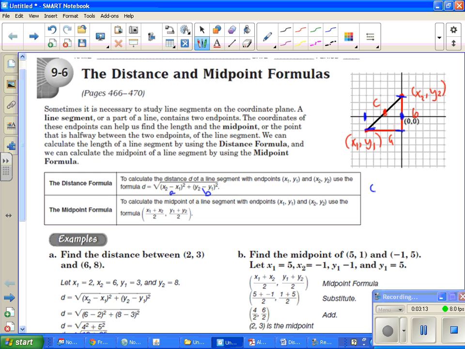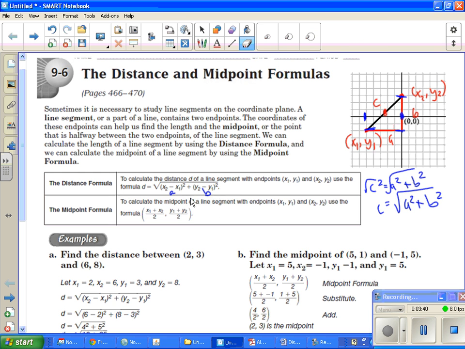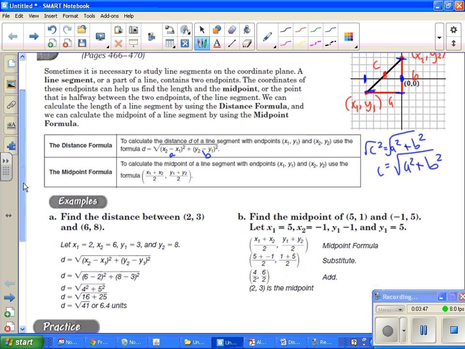Now remember, the Pythagorean theorem says c squared equals a squared plus b squared. If I take the square root to get rid of that squared, then c equals the square root of a squared plus b squared, and voila, that's essentially what the distance formula is saying. So just a heads up, it's not coming out of nowhere. That's the formula. Now, you don't necessarily need to know where it came from in order to know how to use it.